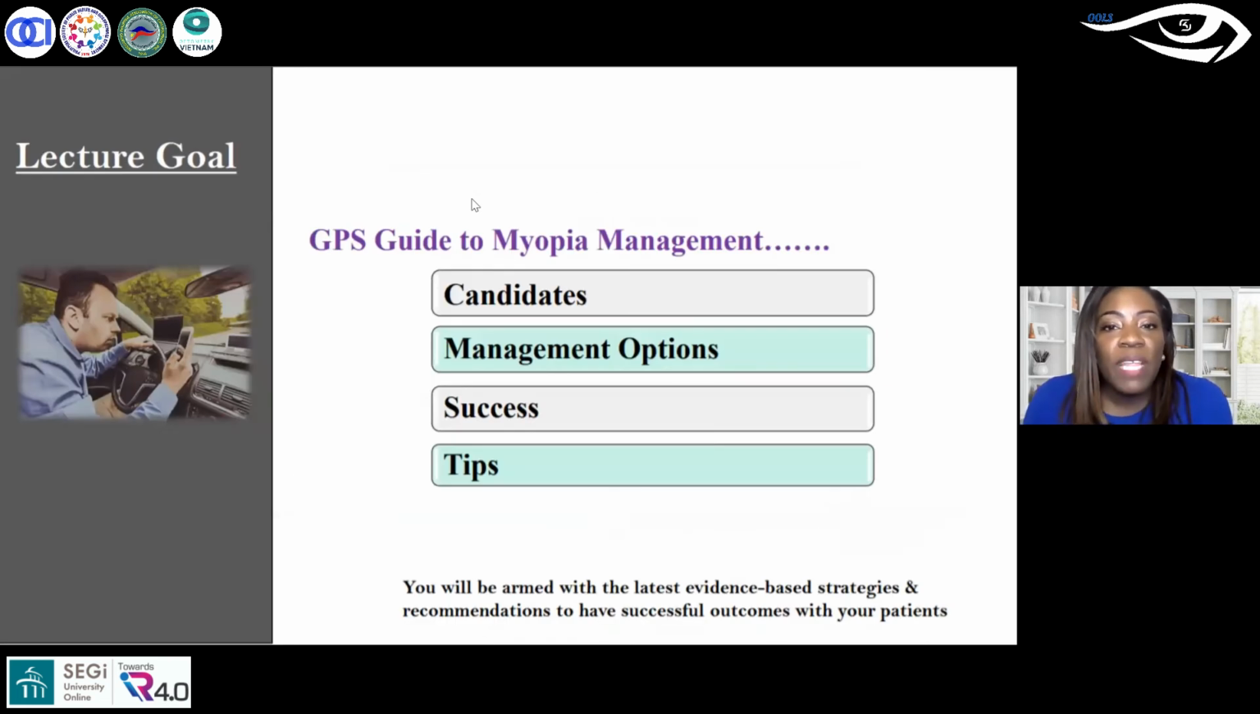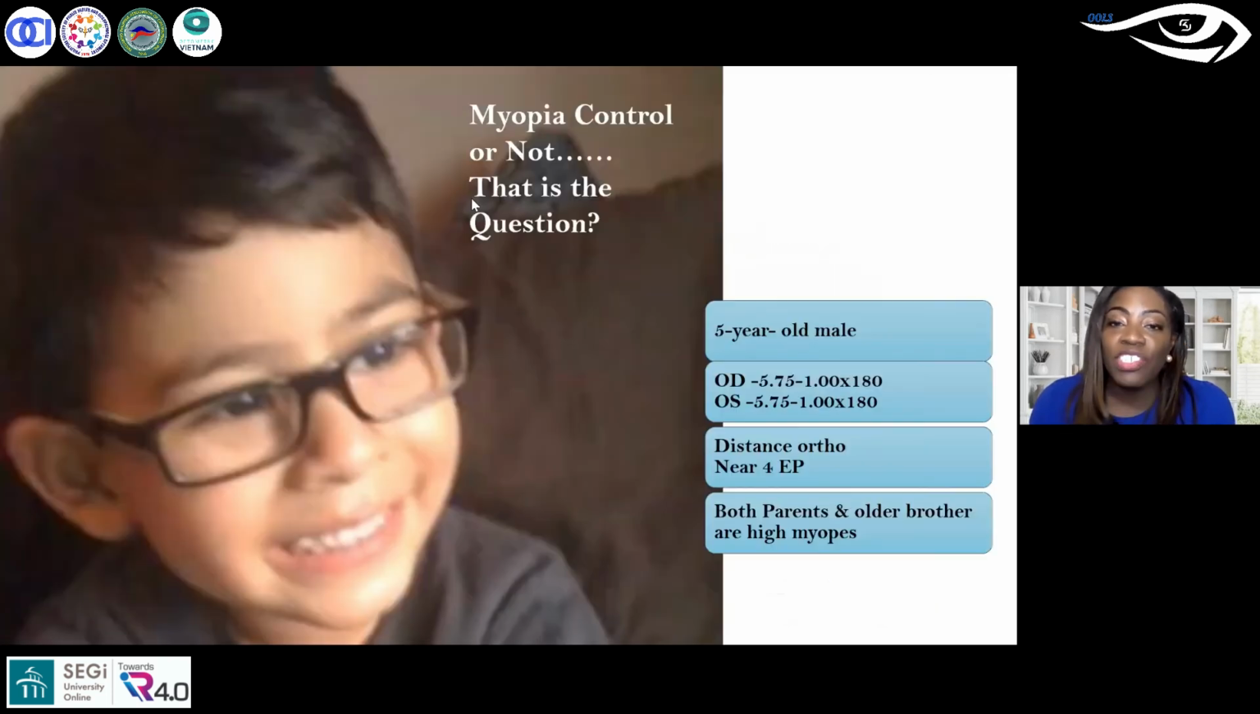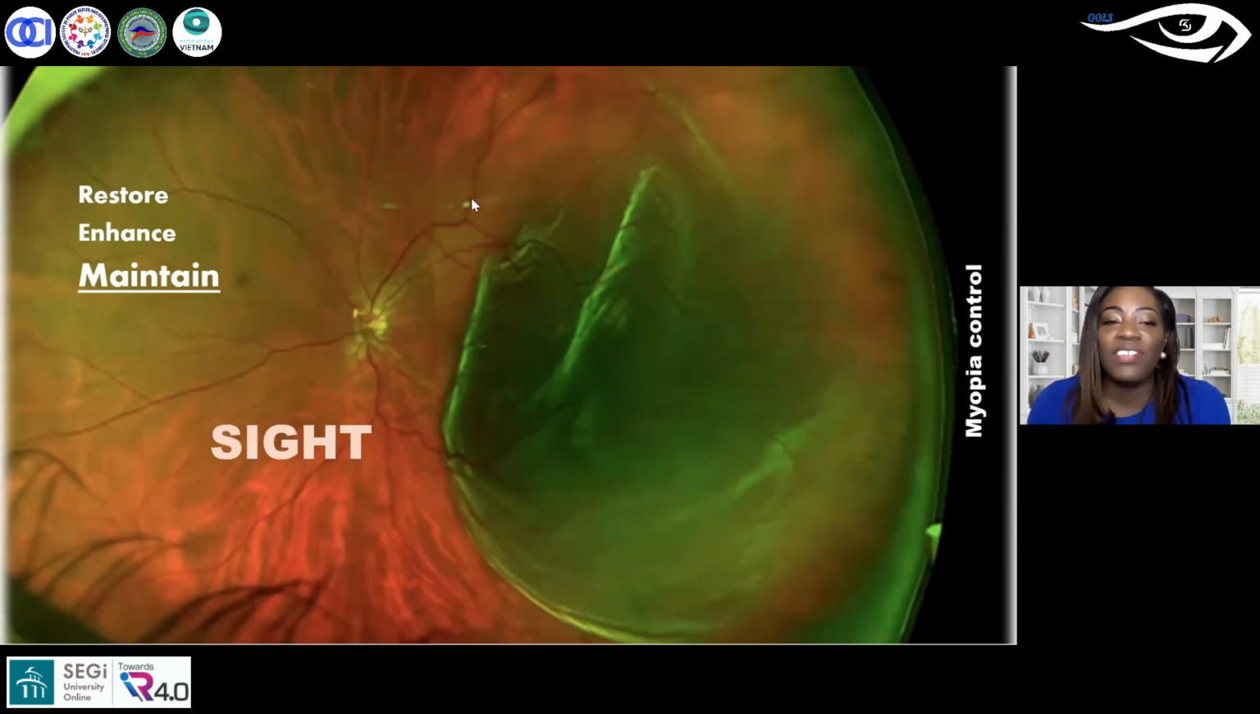So I hope that what I shared as far as the GPS myopia management guide was beneficial for you, so that if a child like this one ends up in your chair, the question will not be myopia control or not. You would do what I think all of us will want to do as eye care professionals, in that we'll do all that we can to not only restore and enhance our patient's vision, but also maintain their sight.